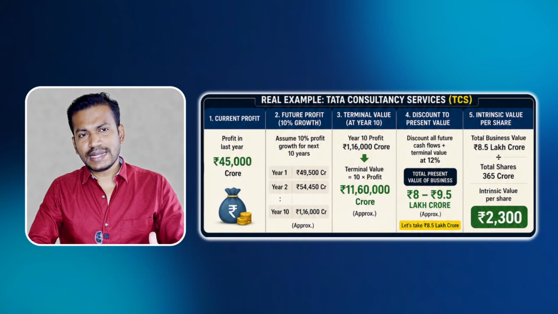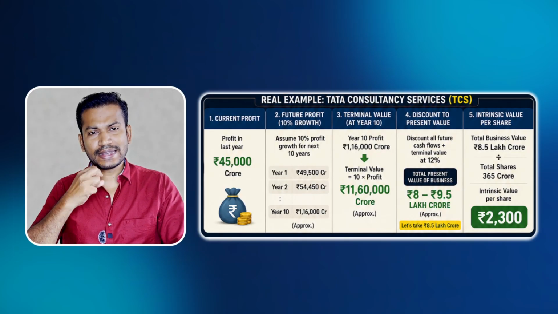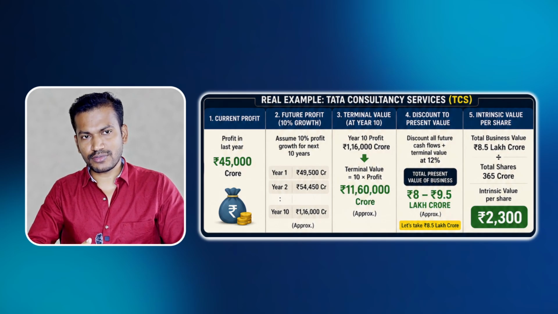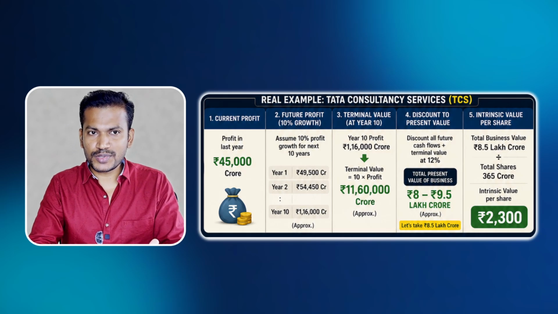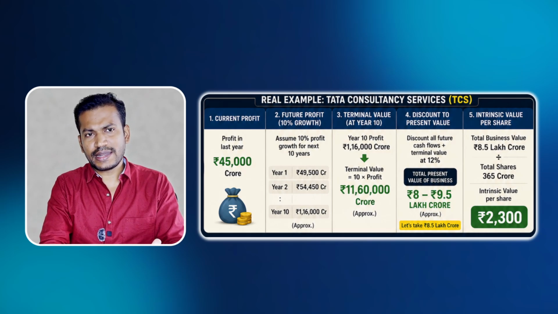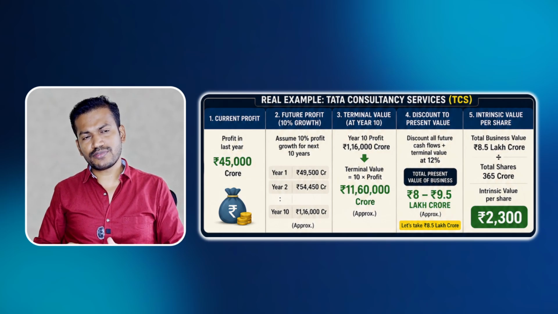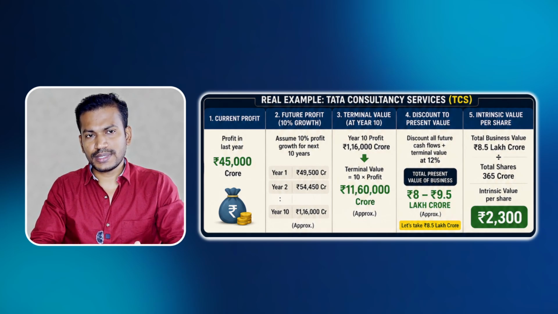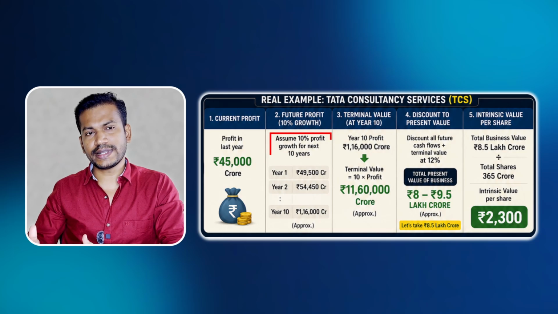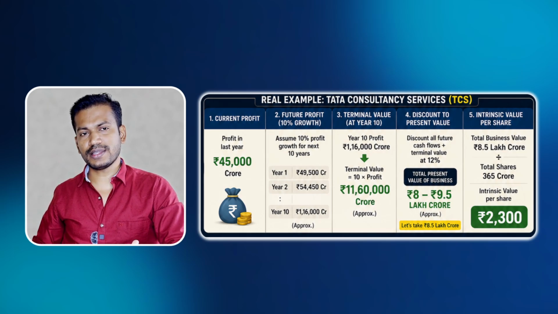Now let's take a real-time example of TCS and understand its intrinsic value. It again has 5 steps. Step number 1 is to find out how much profit it generated last year. TCS is a top software company in India, and it generated, let's say, 45,000 crores of profit last year. The second step is to figure out the profit it will generate for the next 10 years. For this, we assume that the company will grow its profit at a 10% growth rate for the next 10 years. Like this, you calculate the profit of the company for the next 10 years.